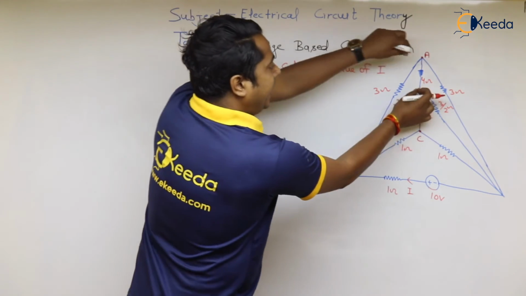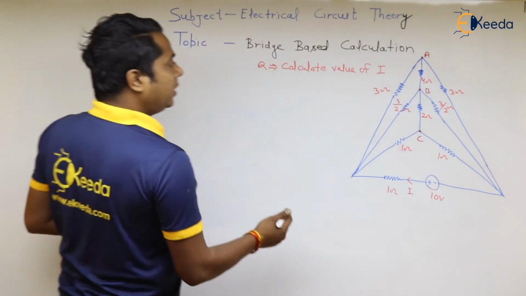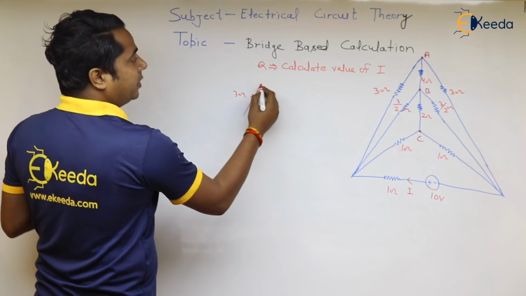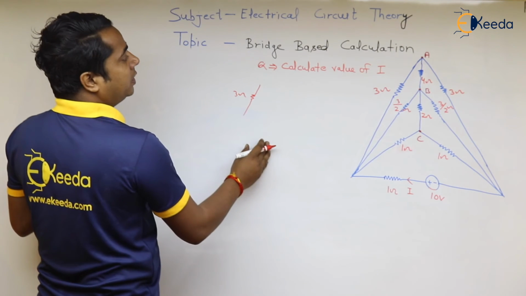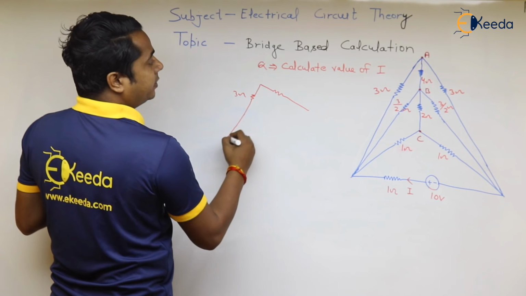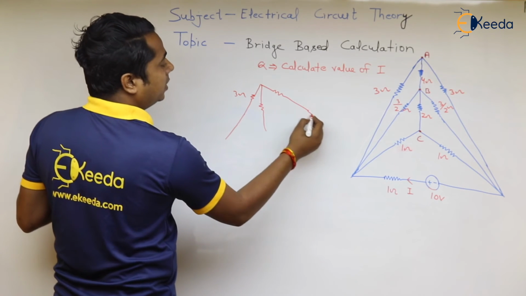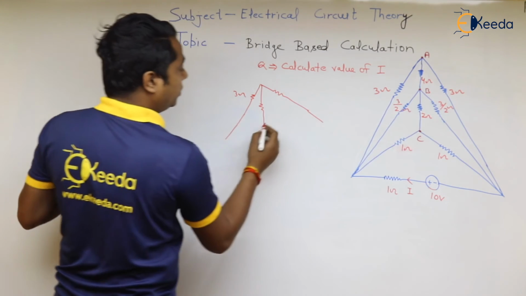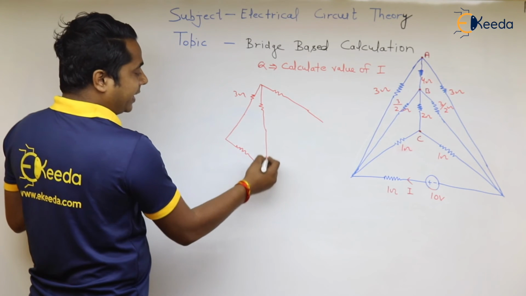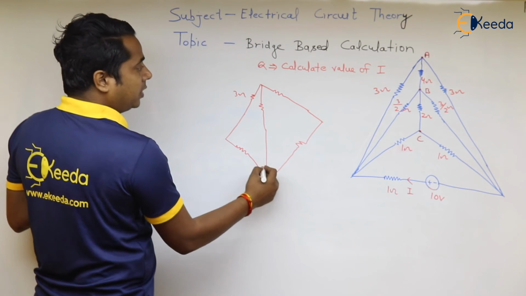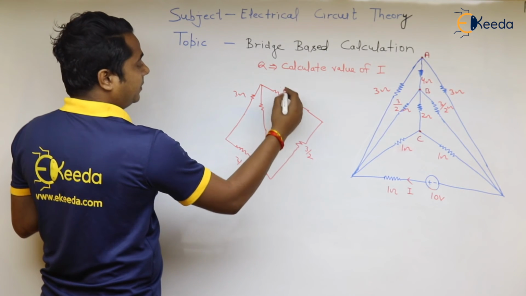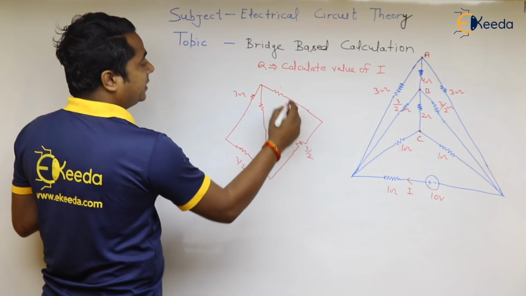If you elaborate A and B like this, then we can draw this 3 ohm and this will also be 3 ohm, and this 4 ohm in between, and this 3 by 2, 3 by 2. It is looking like this, but if you stretch it, it will look like this, 3 by 2, 3 by 2, and this is 3.